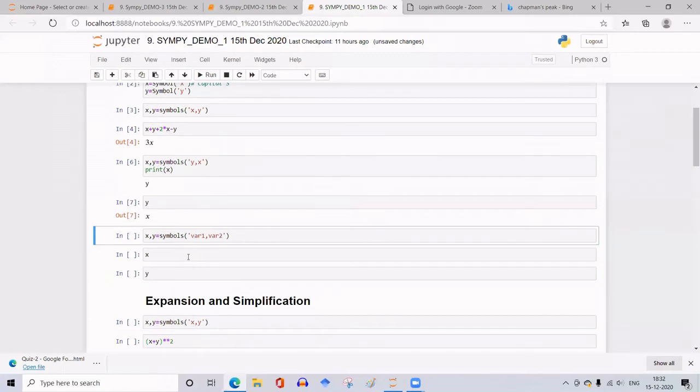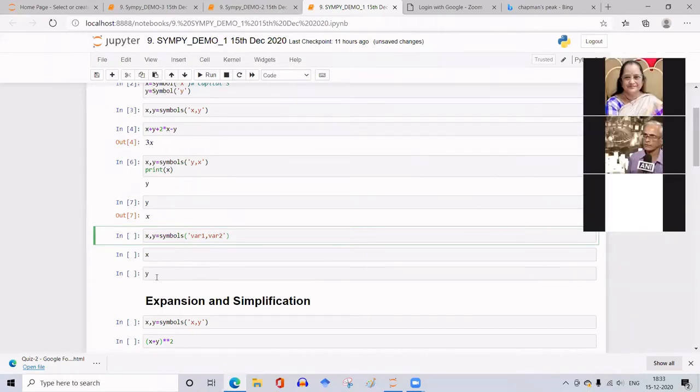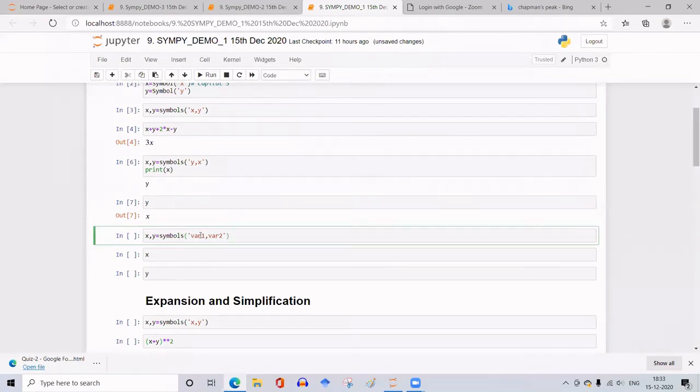Okay. So I can even give a different name for the variables that I am specifying. Here I have taken X and Y as variables, but I am writing it as symbols var1 and var2. Now if I run this cell and then call X and Y, I get var1 for X, and var2 for Y.